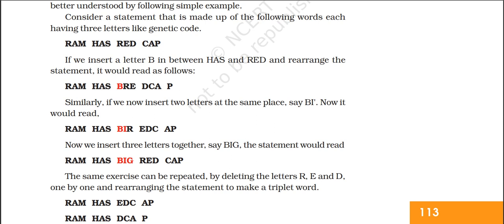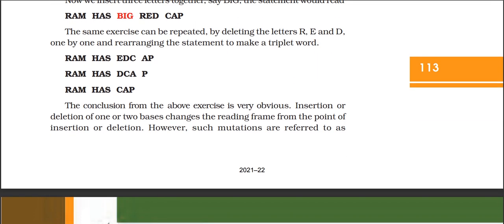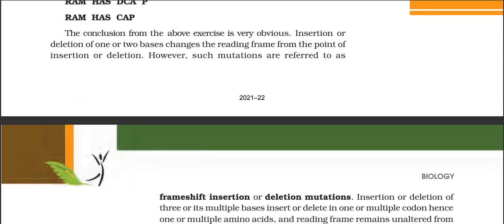The same exercise can be repeated by deleting the letters R, E and D one by one and rearranging the statement to make a triplet word. Ram has edc ap. Ram has dca p. Ram has cap. The conclusion from the above exercise is very obvious. Insertion or deletion of 1 or 2 bases changes the reading frame from the point of insertion or deletion. However, such mutations are referred to as frameshift mutations.